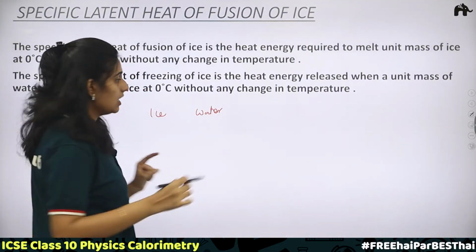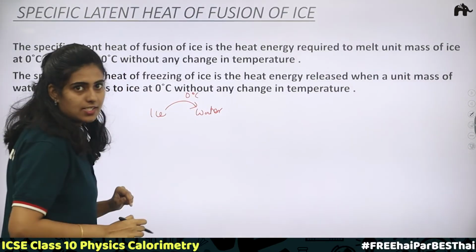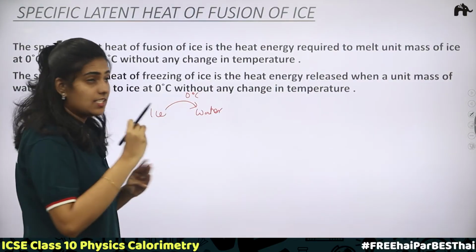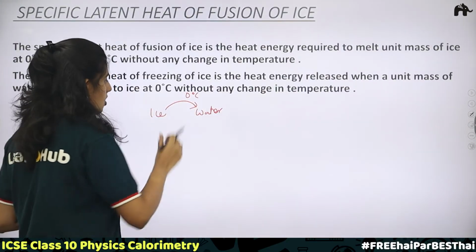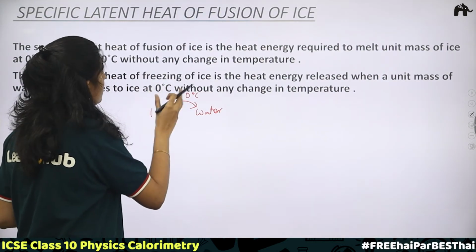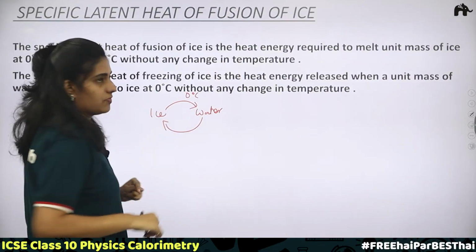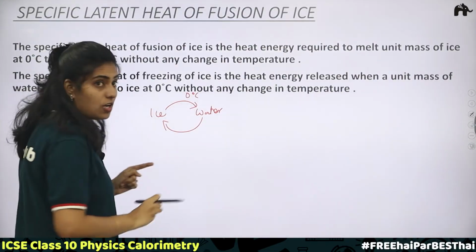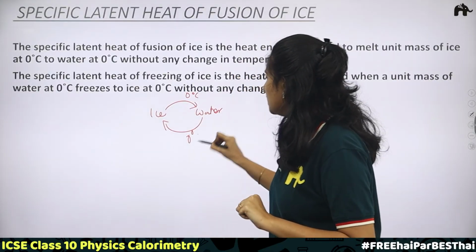Okay. So here for ice to change to water, we know the temperature will be 0 degrees Celsius and the amount of heat energy that is required to change ice to water is called the specific latent heat of fusion of ice. And to convert water to ice is called specific latent heat of freezing of ice. Okay, the temperature will be the same. Temperature will be 0 degrees Celsius only.